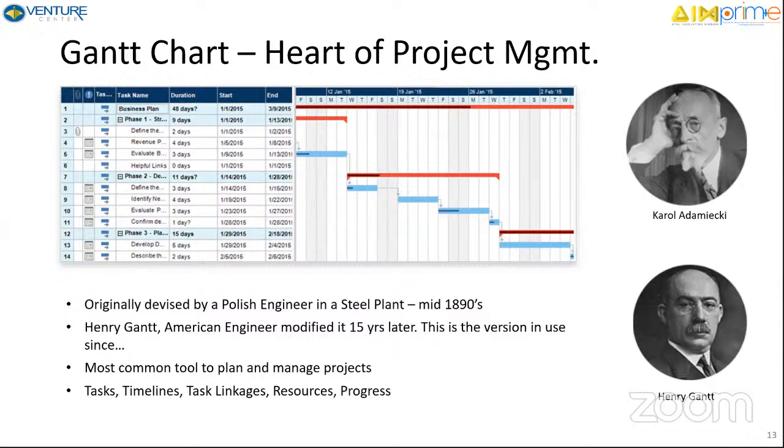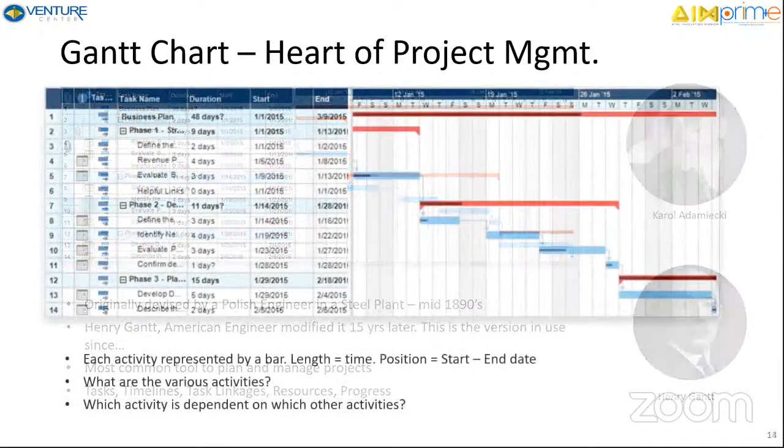So what does it do? It helps you define tasks or activities with their timelines. It helps you define the linkages, which we just understood as dependencies. It helps you define your resources. And it helps you track your progress. Very, very simple sounding stuff, right? It's really not rocket science, like I said.